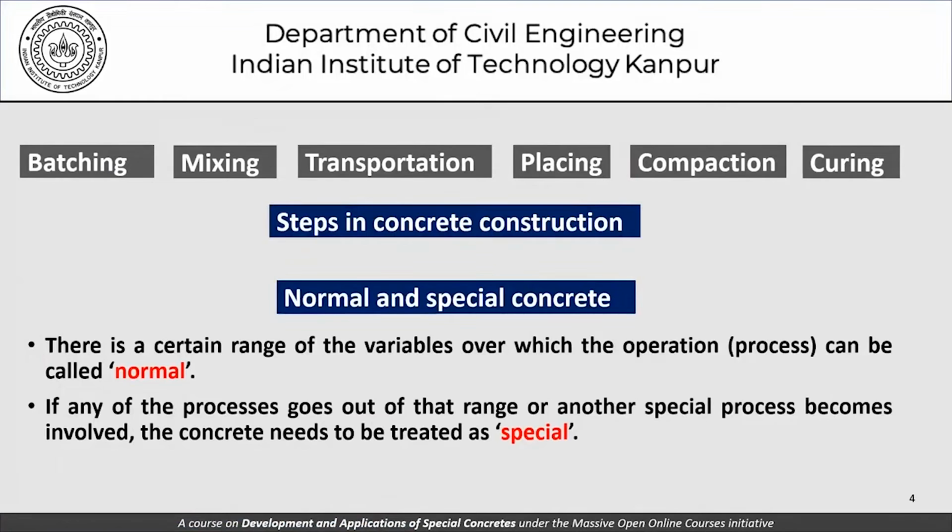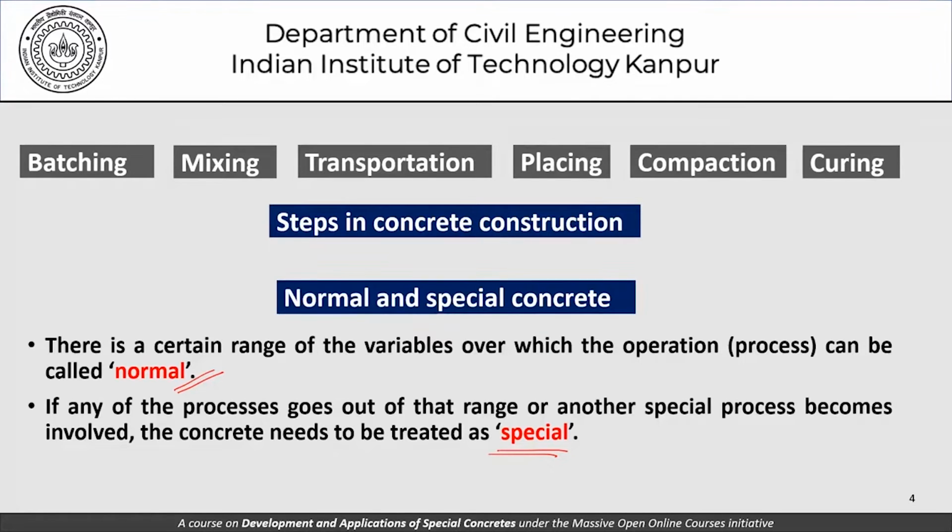So having looked at shotcreting operations, let's recapitulate what we had talked about as far as normal concrete is concerned. We have been talking about the fact that batching, mixing, transportation, placing, compaction and curing are perhaps different processes that go on as far as concreting is concerned, and each of these processes has a certain normal range, and once any one or more of those processes goes out of that range, then the treatment becomes special. So as far as shotcreting is concerned, what is special?